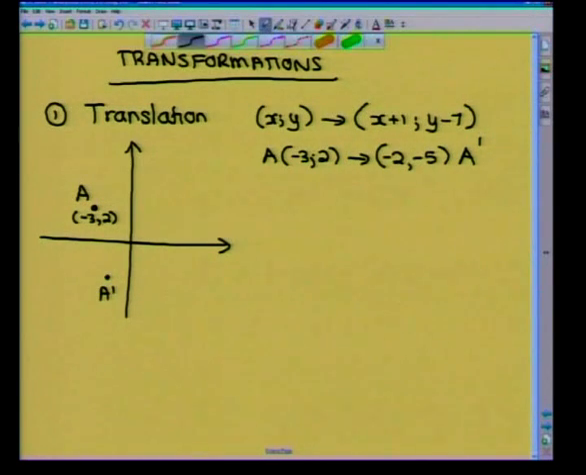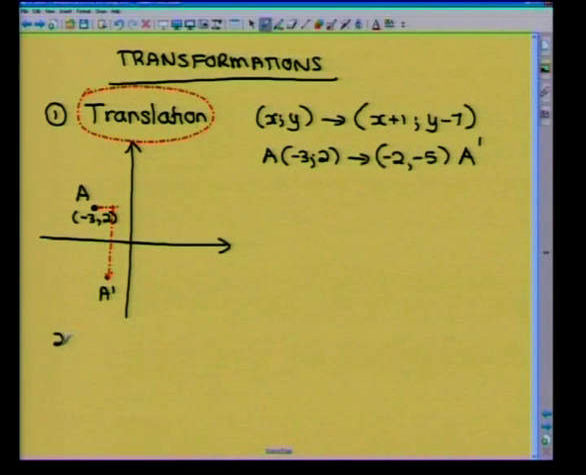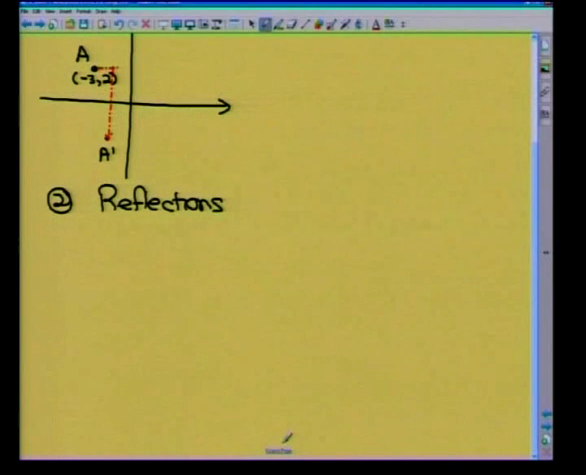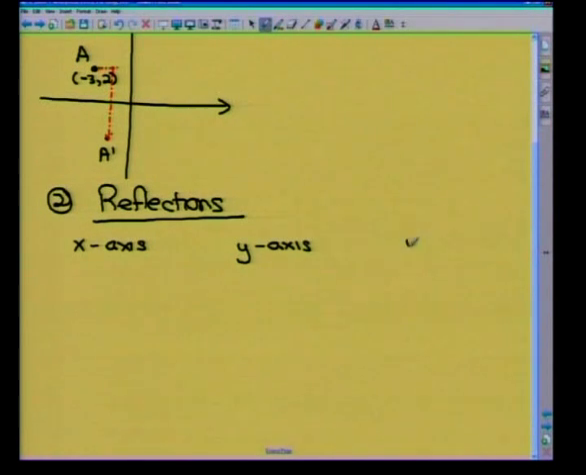So what am I saying to you? I'm saying to you, move 1 unit and then 7 units down. That's what we call a translation. Okay, let's look at the next one. The second set are known as reflections. Now, reflections, we have reflections in the x-axis, reflections in the y-axis, and reflections in the line y equals x.